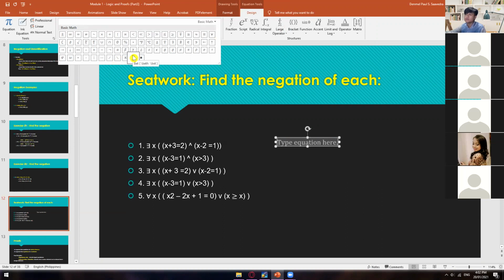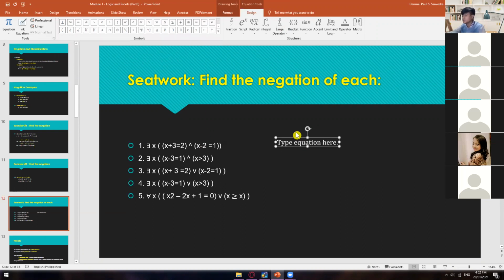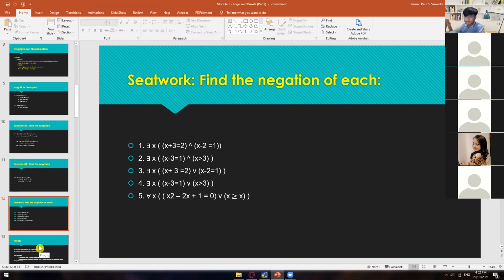Can you guys see? Where is the inverted A? Upper right, sir. This one. Yeah. Okay, so this is for the universal. All right, so this one is doable in Microsoft.